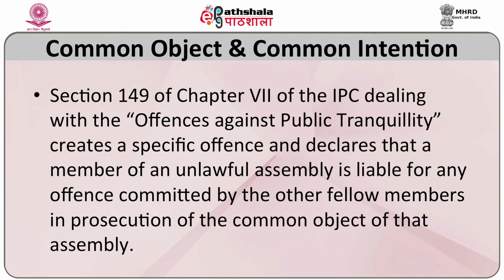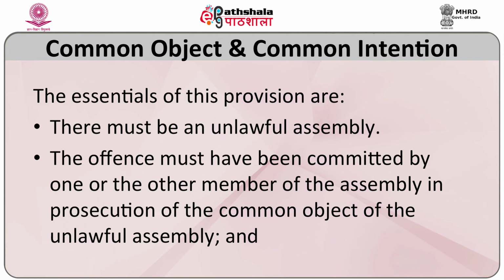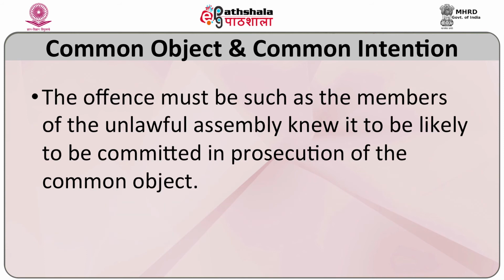Section 149 of the Indian Penal Code, chapter 7 of the IPC dealing with offences against public tranquility, creates a specific offence and declares that a member of an unlawful assembly is liable for any offence committed by the other fellow members in prosecution of the common object of that assembly. The essentials of this provision are: there must be an unlawful assembly. The offence must have been committed by one or other members of the assembly in prosecution of the common object of the unlawful assembly. The offence must be such as the members of the unlawful assembly knew it to be likely to be committed in prosecution of the common object.